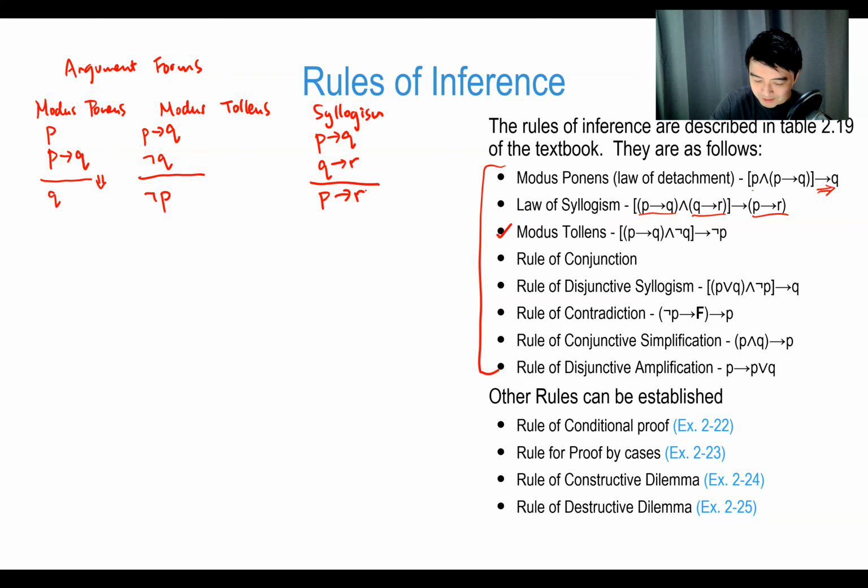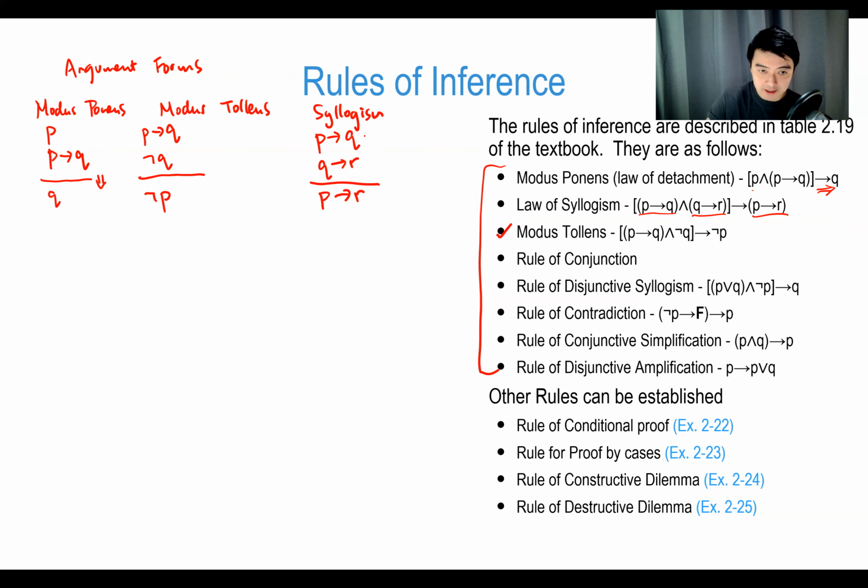Okay, so what syllogism is saying is if we have an implies and there's this Q in the middle, we can skip the Q, because there's an implication that is going this way. So P implies R automatically. So we have that syllogism.